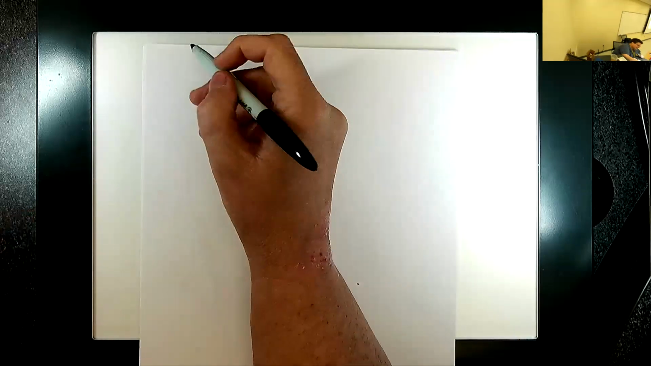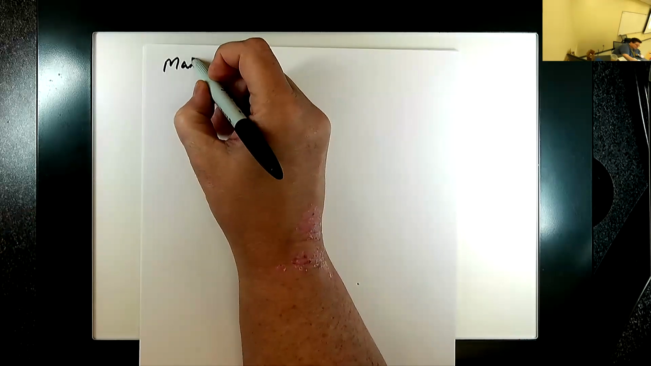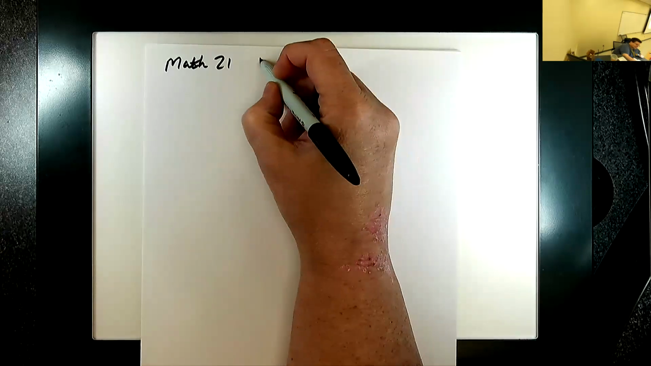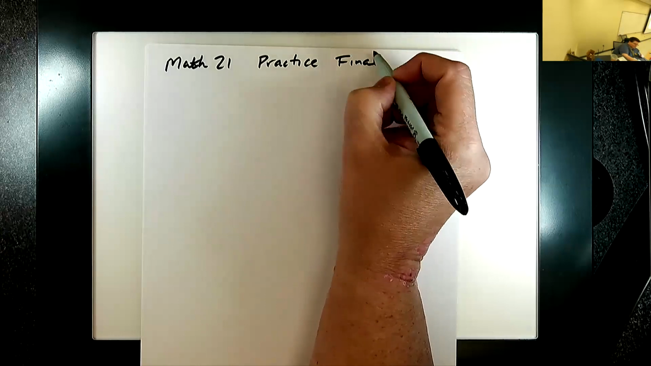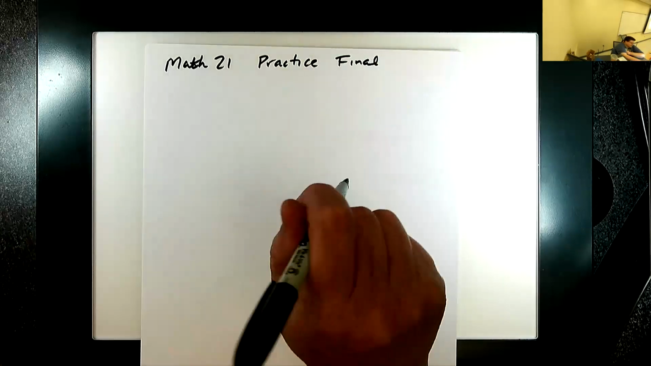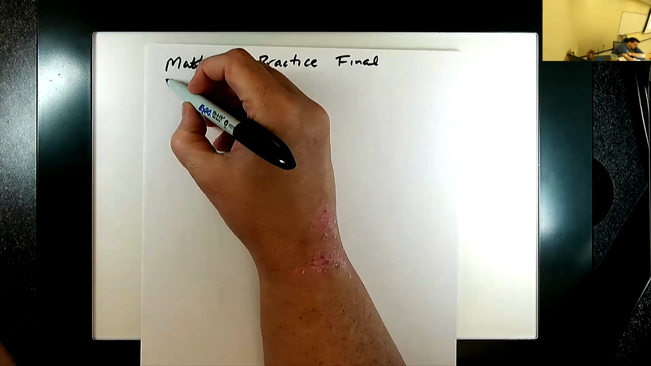All right, end game. Stats end game. Math 21 practice final. Okay, so the instructions, I don't know that they're clear on this, there are confidence interval questions.